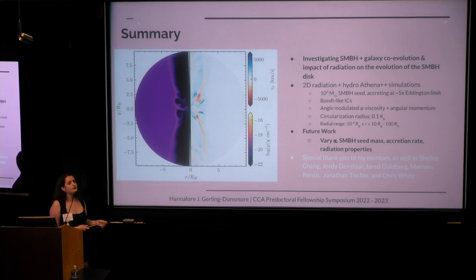We have one final question. Really cool. Given your uncertainty in alpha viscosity, what are the prospects of doing this in MHD so you can have a self-consistent model for your angular momentum transport, as you explained so nicely with the MRI?